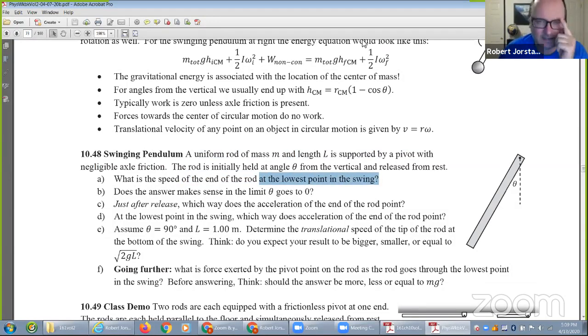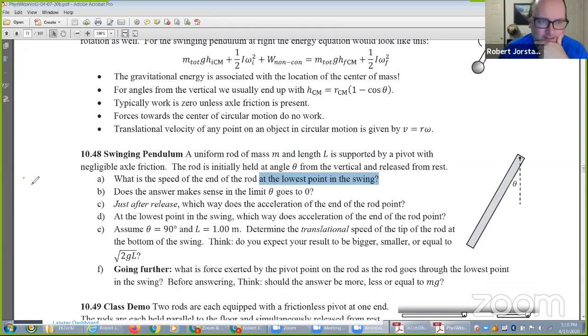Okay, read that carefully. And I'm going to write this down, omega or V. That's my question to you. Think to yourself, what is the speed of the end of the rod? That is omega. Sorry, I said omega, but it's V. It obviously relates to that.